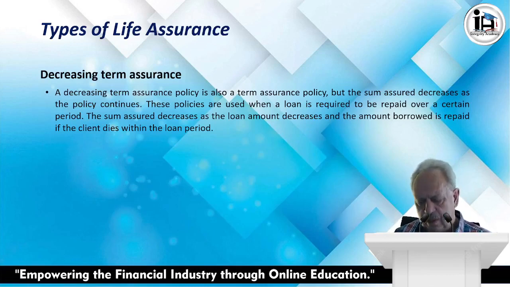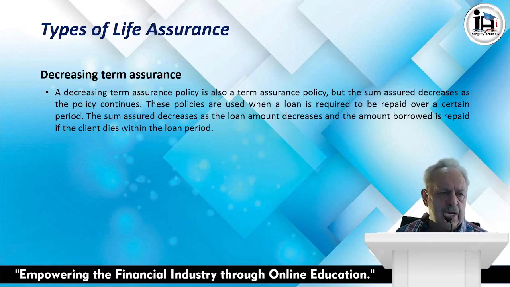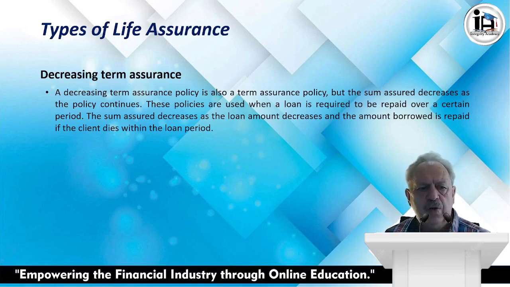Now, why would you take out a decreasing term insurance? Let's say you take out a bond on a property and you pay that bond off over a 20-year term. Obviously, over the 20-year term, you will be decreasing the amount that you owe the bank as you pay down your loan. So a decreasing term assurance will help in that regard, where the sum assured or the cover amount then decreases as the policy continues. These policies are used when a loan is required or repaid over a certain period. The sum assured decreases as the borrowed amount is repaid by you on a loan.